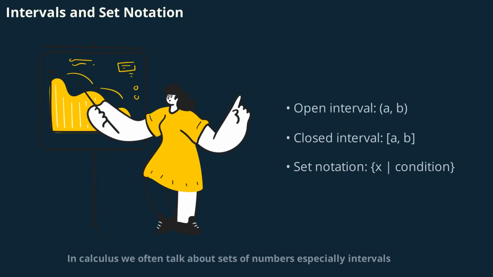In calculus, we often talk about sets of numbers, especially intervals. An interval is a collection of real numbers between two endpoints. For example, (a, b) means all numbers greater than a and less than b. If we include the endpoints, we use square brackets, [a, b]. Set notation allows us to describe these collections precisely, which is important when defining domains and ranges of functions.